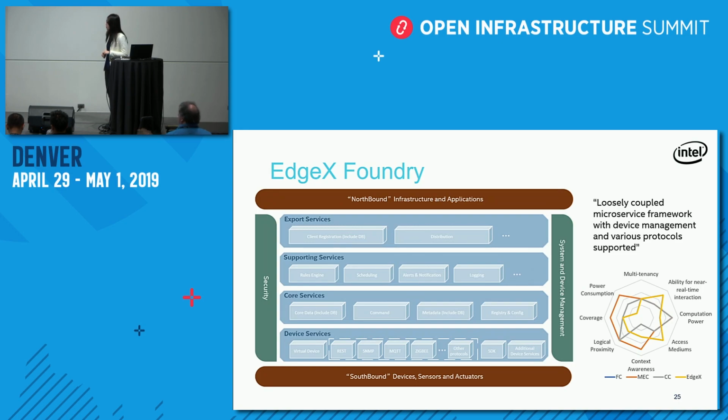The 5th project here is EdgeX Foundry. I think it's a well-known project for IoT services. It's a loosely coupled microservice framework with device management and various protocols supported. You can see that it has a clear architecture, 4 layers, each having different functionalities from the southbound to the northbound. In the end, we have the device service, which provides several protocols. You can see there are SMTP, MQTT, ZigBee inside to connect with different devices here.